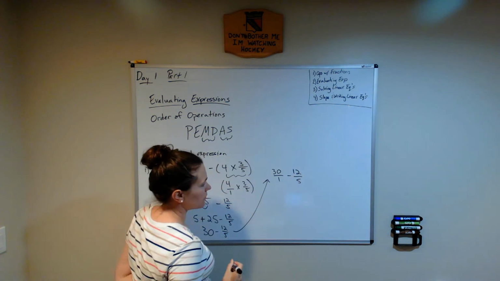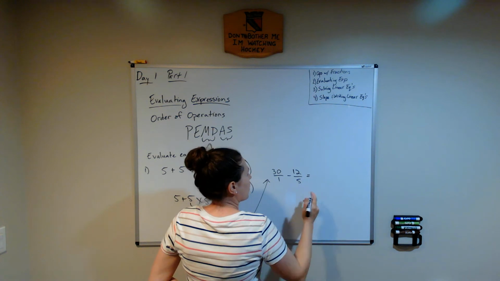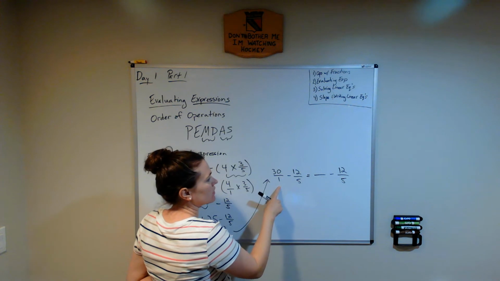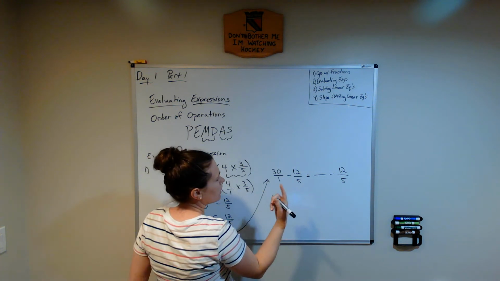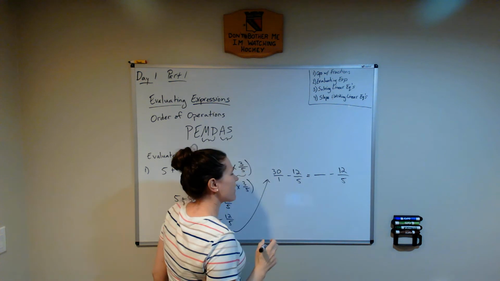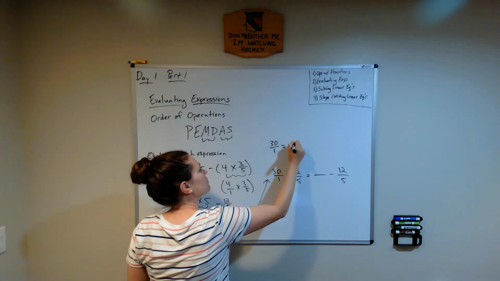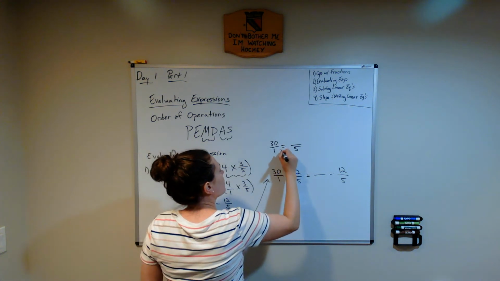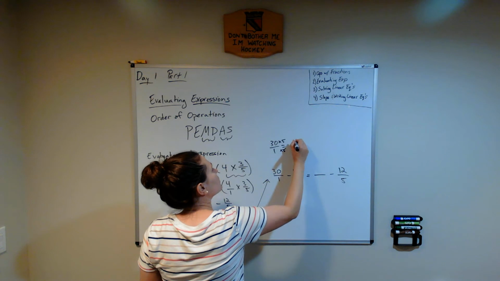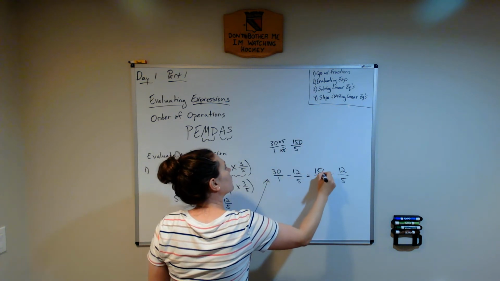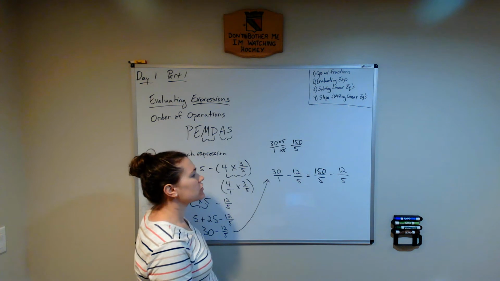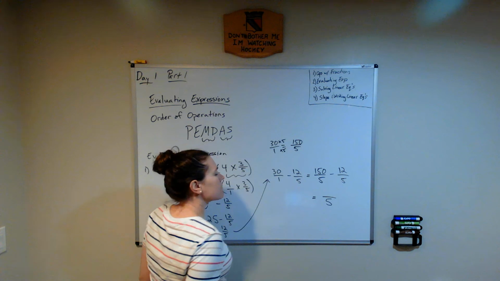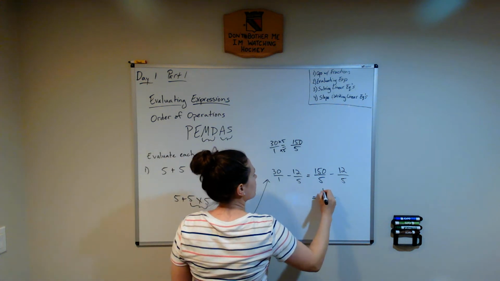And so we need a common denominator. It's going to be 5. So it's going to stay 12/5. But 30 over 1 needs to become a new fraction. A different look, but same value. So 30 over 1 has to become something over 5 so that we can actually subtract these two fractions. So we have to multiply by 5, multiply by 5. That's going to give us 150. And so now we can subtract because they have the same denominator. 150 minus 12, that's going to put us at 138.